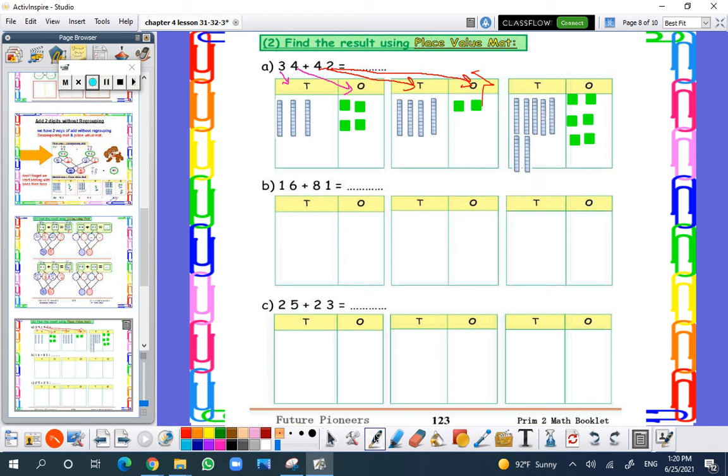So now if you count, here you can find I have 7 and here I have 6 on the ones. So what is the answer? It will be 76. So it's called place value math.